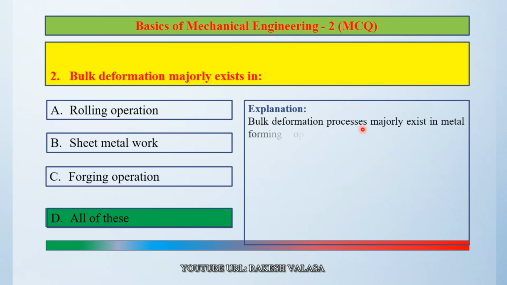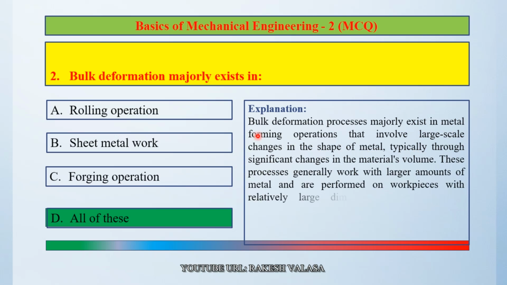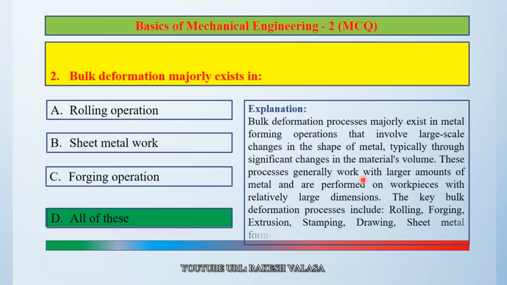Bulk deformation processes majorly exist in metal forming operations that involve large-scale changes in the shape of metal, typically through significant changes in the material volume. These processes generally work with larger amounts of metal and are performed on workpieces with relatively large dimensions. The key bulk deformation processes include rolling, forging, extrusion, stamping, drawing, sheet metal forming. So the correct answer is option D, all of these.